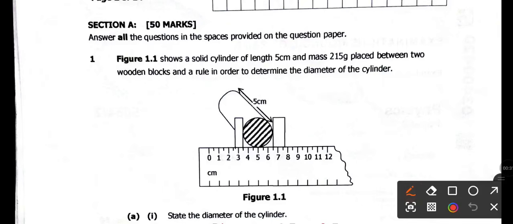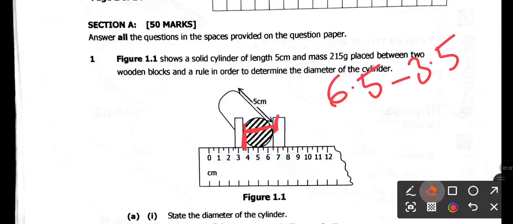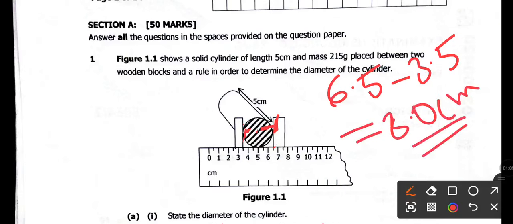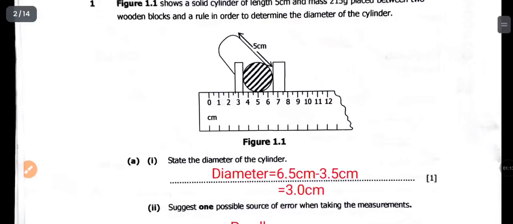The diameter of the cylinder can be calculated very easily by simply finding the length difference between these 2 points of the wooden block. So here the last reading there is a value of 6.5 minus the first reading here, which is 3.5. So if you check, that's 3.5. So you have a diameter of 3.0 centimeter. And that's how I answer it.